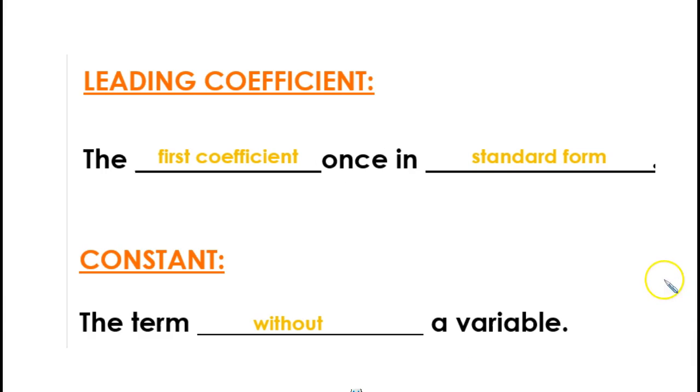Okay. Leading coefficients are going to be important. The leading coefficient is the first coefficient, the number in front of the variable once it's in standard form. Okay, so if I have 2x squared minus 3x plus 5, which is in standard form, the leading coefficient is the number in front of the x squared, which is a 2.